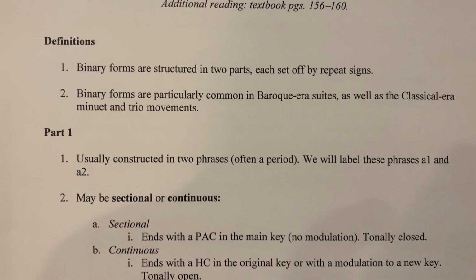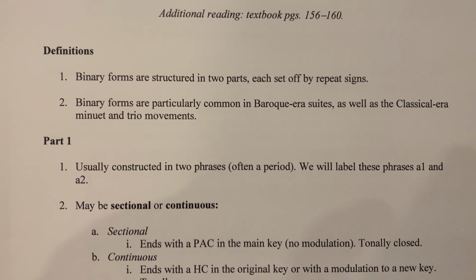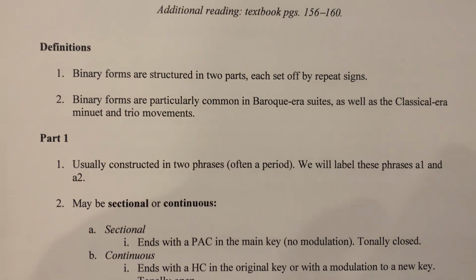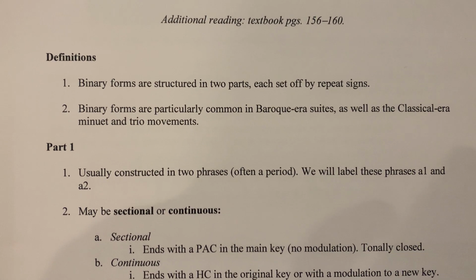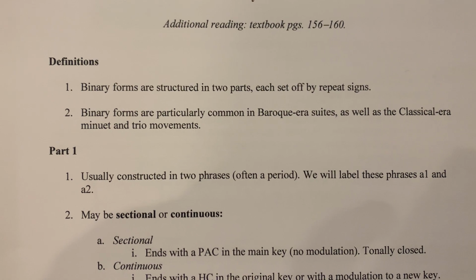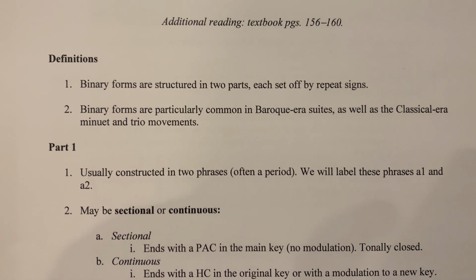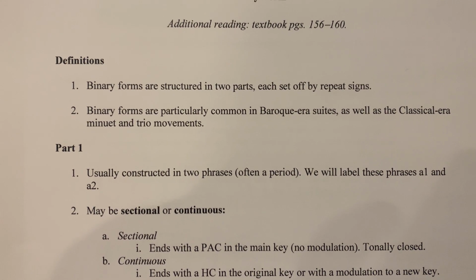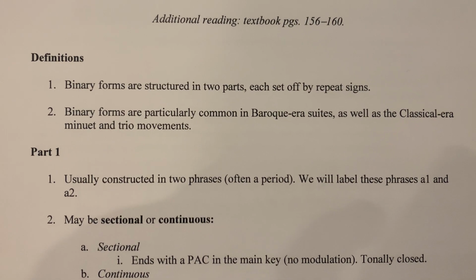So first off, some definitions. Binary forms are structured in two parts, as you might imagine. Each is usually set off by a repeat sign, so just from a visual standpoint, it's extremely easy to know that you're dealing with a binary form.